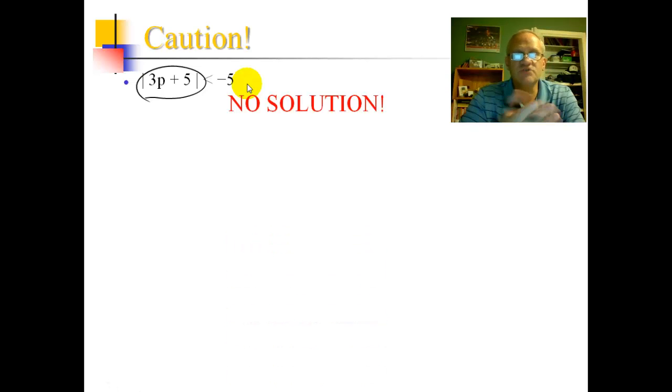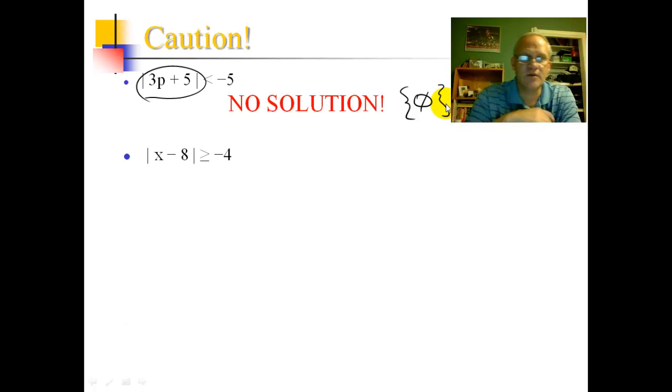And so, no solution. Or you could say empty set, where you do a little symbol like this. So no solution or empty set, you'd say there. That saves you some work. You don't have to go through the whole thing to find out that they don't overlap. You know right away it's a no solution. Let's look at another one.